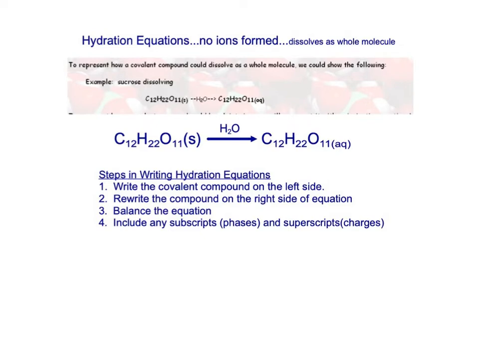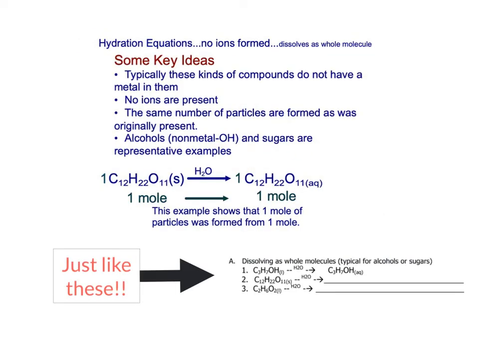And so these are actually the easiest to write because we have a covalent compound on the left side, and then all we have to really do is just rewrite it on the right side. So a couple of key ideas with this is that typically they don't have a metal in them. There are no ions present. All right, that's a key one.